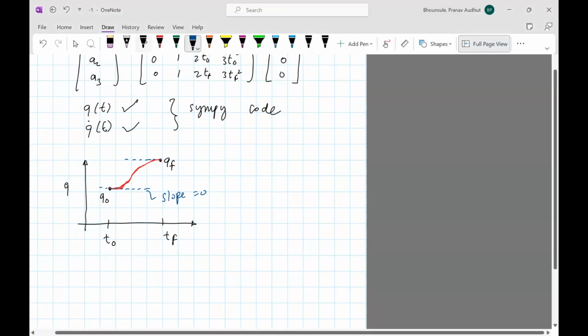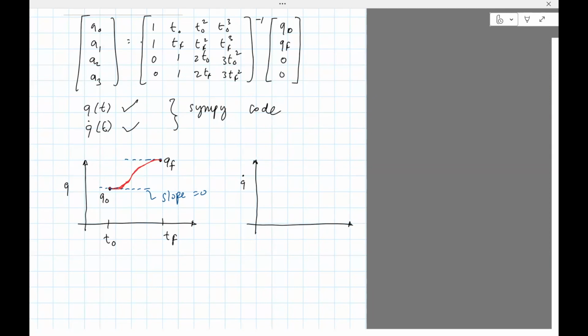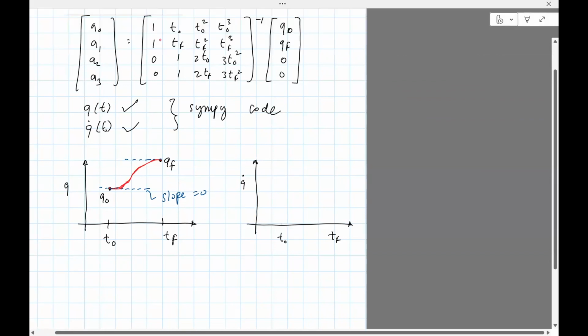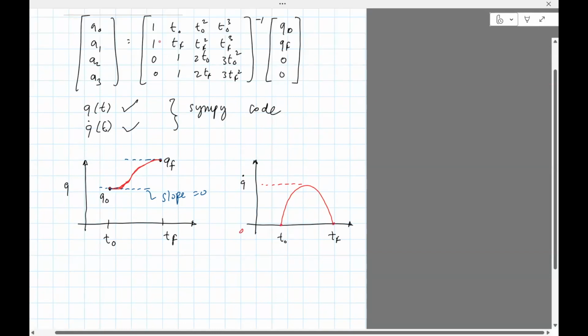And then if you now look at Q dot as a function of time, it actually is something like this, like a hump. So it's indeed 0 at t0 and 0 at tf, but there's a hump. So the velocity sort of goes to maximum midway, and then it goes back to 0.